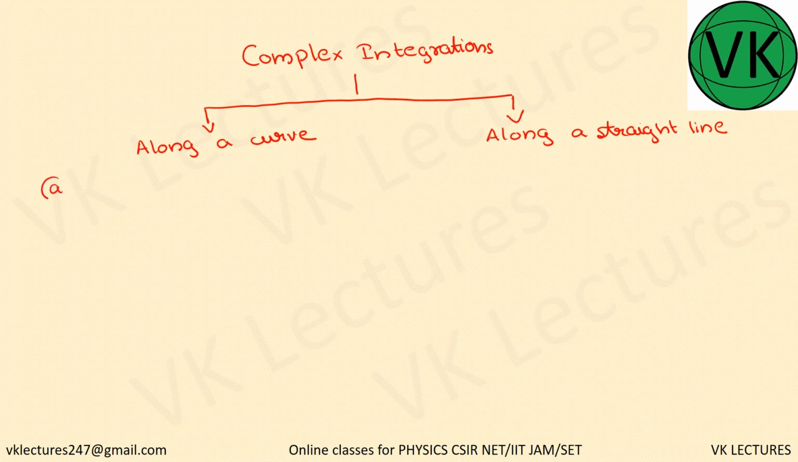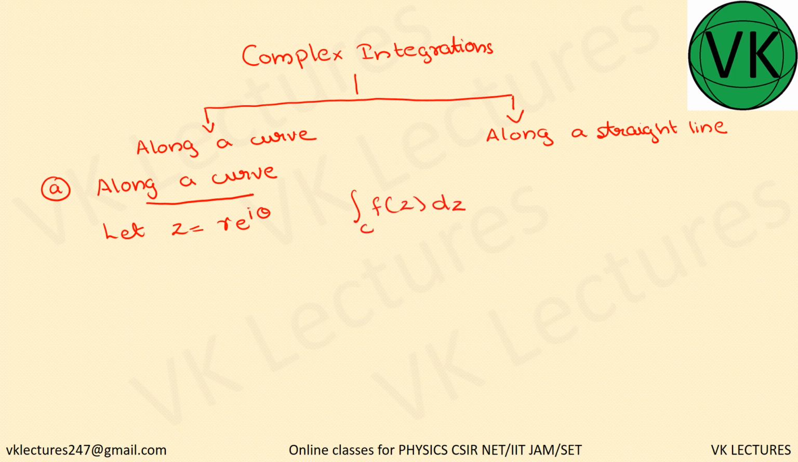So first, let us look at how along a curve we can arrive at an equation to find the complex integration. Let z is equal to r e raised to i theta. We need to find integral c f of z dz along a curve. Then dz is equal to r e raised to i theta into i d theta. So this integral c f of z dz gets converted into integral f of theta d theta.